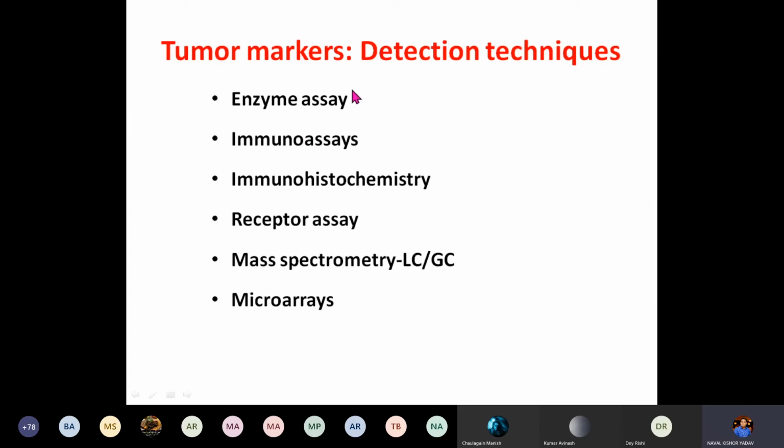ELISA is also used in some setups which do not have the immunoassay, but in our setup we have the immunoassay. Okay, and immunohistochemistry is used in the histopathology laboratory, but these two are not present in our setup. They are also used for the detection of different tumor markers in developed countries, and even the labs which are highly equipped, advanced laboratories, use these other techniques for the detection of the tumor markers.